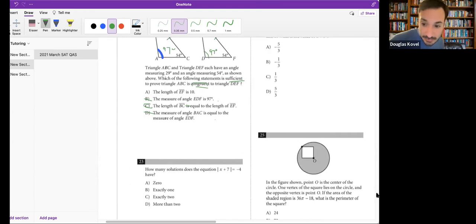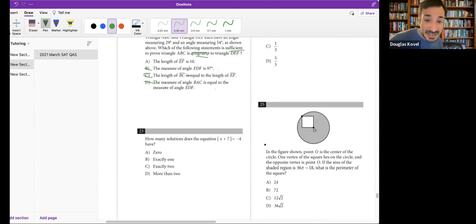So if we look at question 23, they're asking us how many solutions does the absolute value of x plus 7 equal -4? So like I said, absolute value can never be negative. So that means that there's no solution. So you actually didn't have to do any math for this.